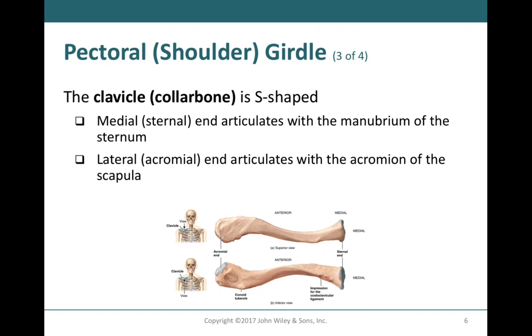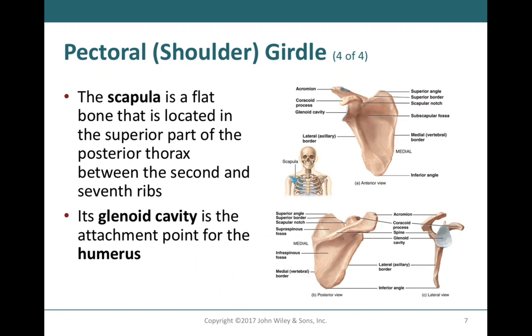Now all of our bones are going to have some special markings that can be found on them. However, there's only one that I want you guys to understand for the clavicle, and that is the conoid tubercle. The conoid tubercle is going to be found on the acromial end or the lateral end of our clavicle. And so this is just a bony projection that comes out here and serves as a surface area for muscle attachment.